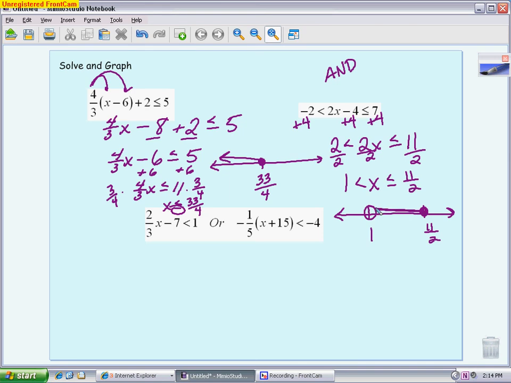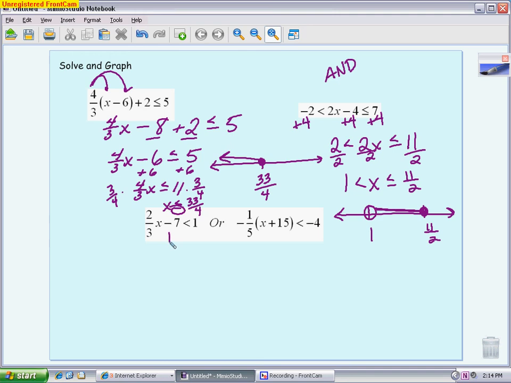The last one up here is a compound inequality. It's called an OR inequality. You'll actually see the word OR with these. These are 2 separate inequalities. They may be almost identical. They may be completely different, like this one. You solve them separately. The only thing that works together is you draw one graph.